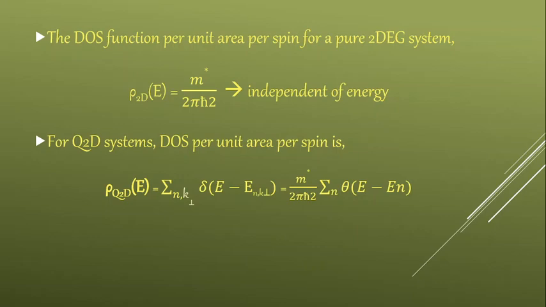Here in the quasi two-dimensional system, we have a term which is the function theta of x, or theta of E minus En, E subscript n. Here theta of x will be equal to 0 for x less than 0, or it will be equal to 1 when x is greater than or equal to 0, and this theta of x is the step function and the summation runs over the bound states n.